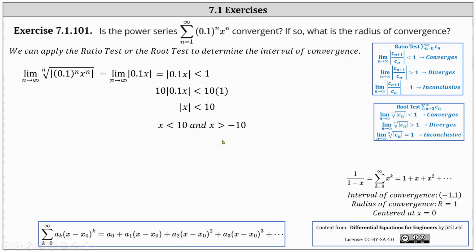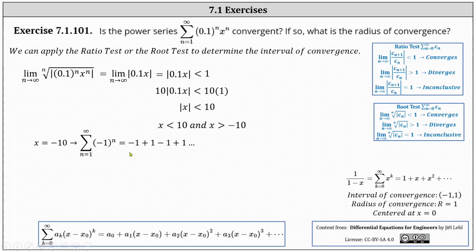But let's also determine the interval of convergence. To do this, we also need to test the endpoints of x equals negative 10 and positive 10. So if x is equal to negative 10, meaning we substitute negative 10 for x back into the original power series, we have the sum from n equals 1 to infinity of 0.1 to the power of n times the nth power of negative 10, which simplifies to the sum from n equals 1 to infinity of the nth power of negative 1, giving us negative 1 plus 1 minus 1 plus 1, and so on.